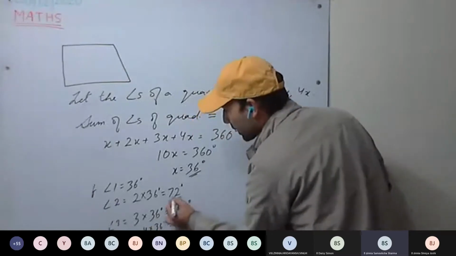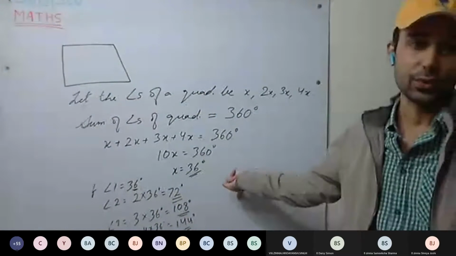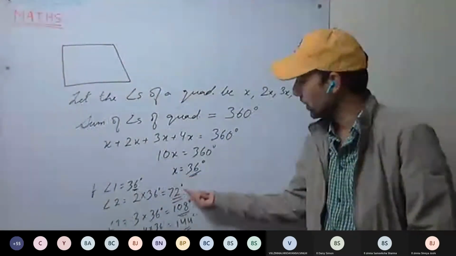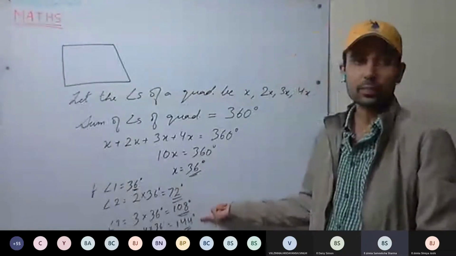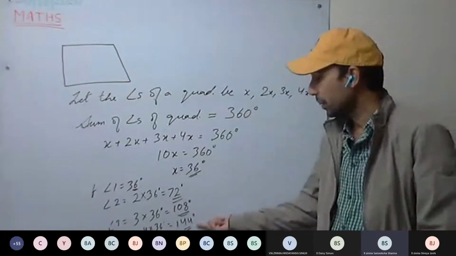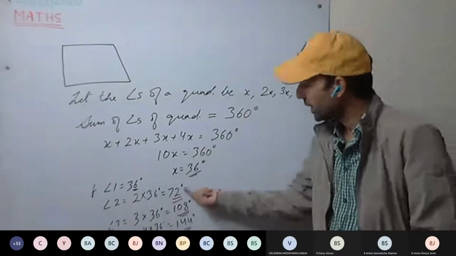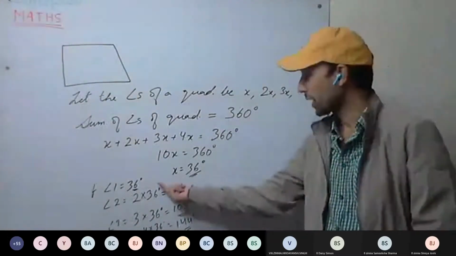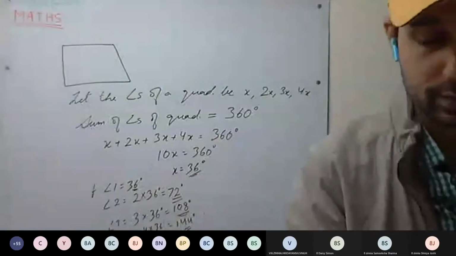Okay, how to check whether we have calculated the correct angles? Do the sum of the four angles. It must be 360 degrees. If you again get the sum of all these four angles as 360, that means we have calculated the angles correctly. Is this clear? Anyone have doubt?